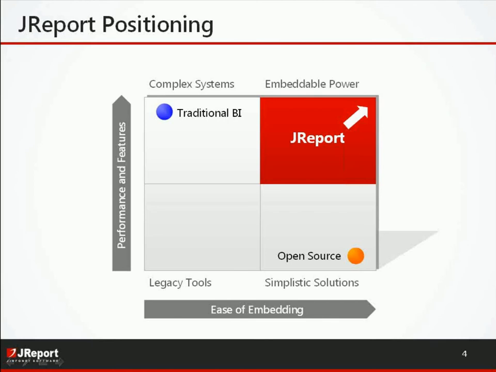On the other side of the spectrum, you see open source solutions. Open source solutions, by their very nature, are going to be a little bit easier to embed because they provide their entire code base to you. But with that said, they also have a much more limited feature set. They're less stable than a commercial tool and can be higher risk. So now let's talk about where JReport fits in between those two ends of the spectrum. JReport offers the best of both worlds. It offers you the high feature set of the traditional BI platforms, but also the ease of embedding of the open source solutions.